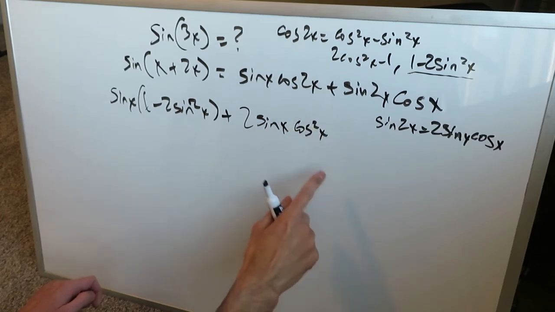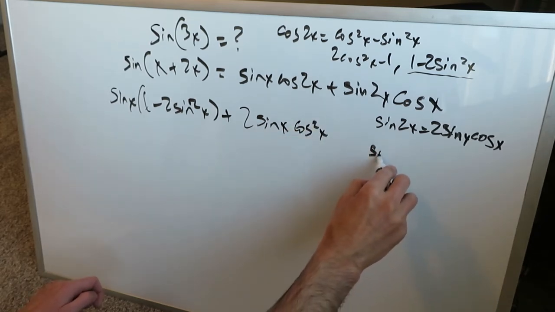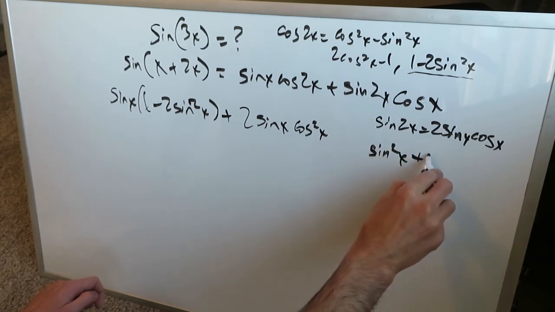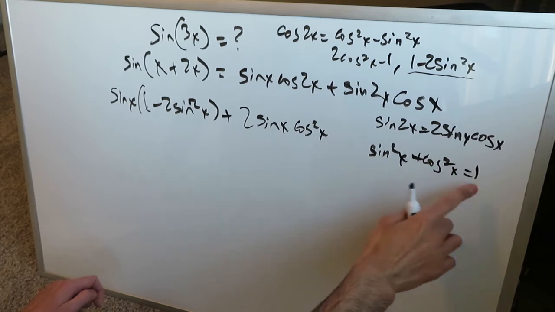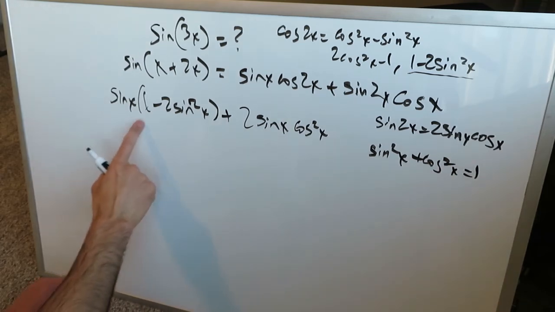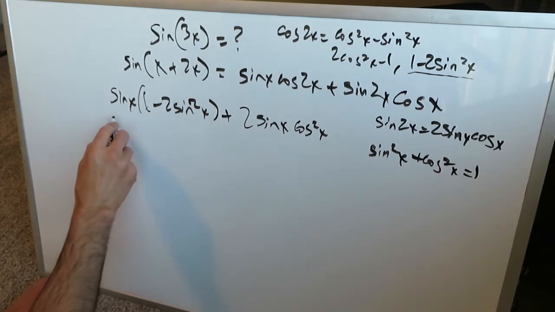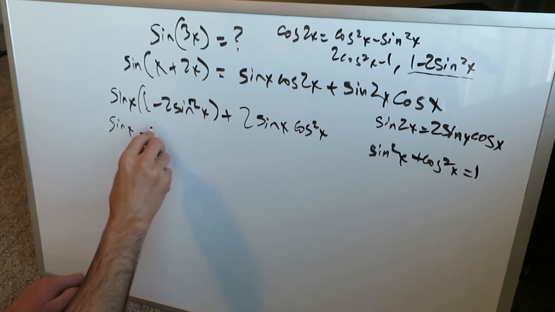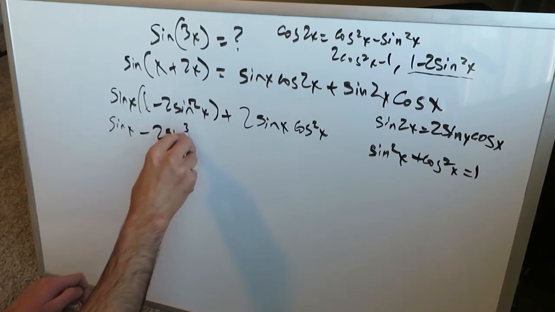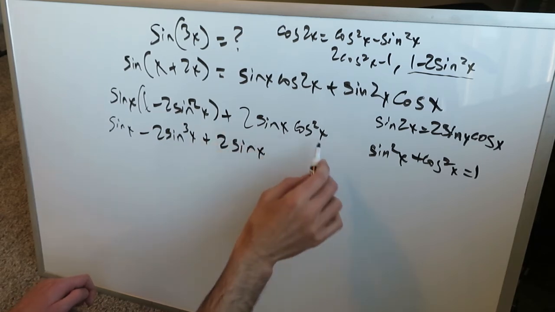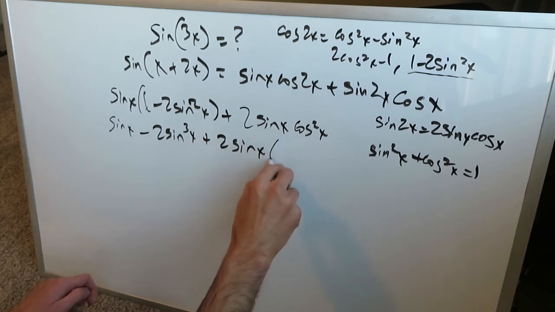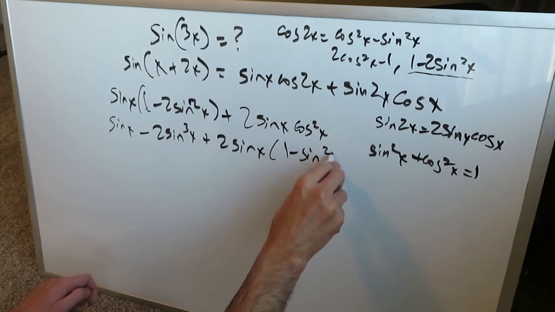The only way we can best eliminate this is using the Pythagorean identity, sine square x plus cosine square x is equal to 1, where we solve for cosine square x, which is equal to 1 minus sine square x. And we'll plug that right over here. So let's open this up. We get sine x minus 2 sine cube x plus, we'll have 2 sine x, and in place of cosine square x, using this identity, we'll substitute 1 minus sine square x.